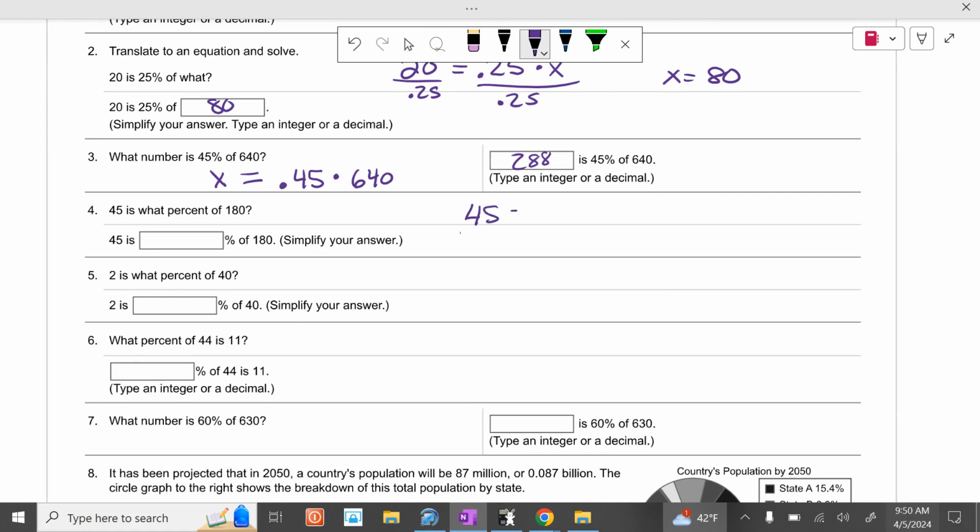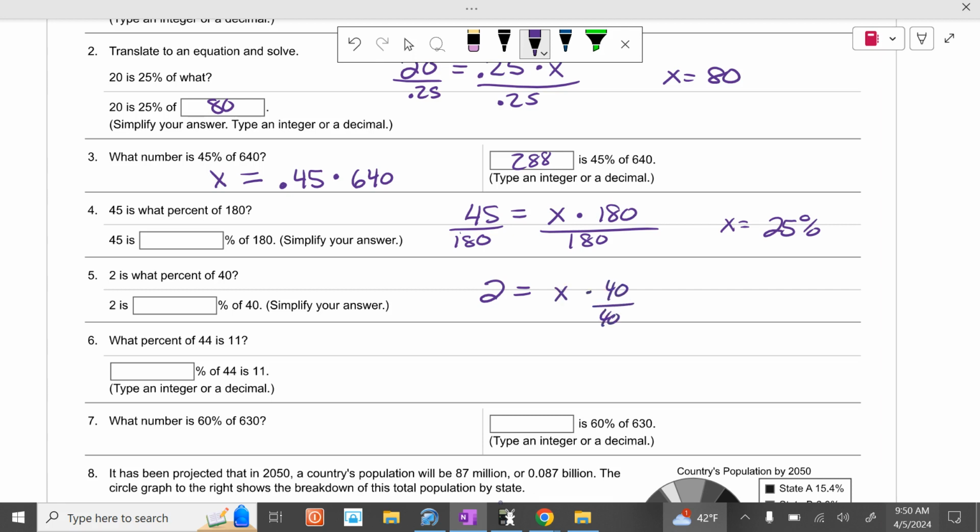45 is what percent of 180? So then to get x alone, we divide by 180. What? 0.25. So it's 25%. 0.25 is 25%.